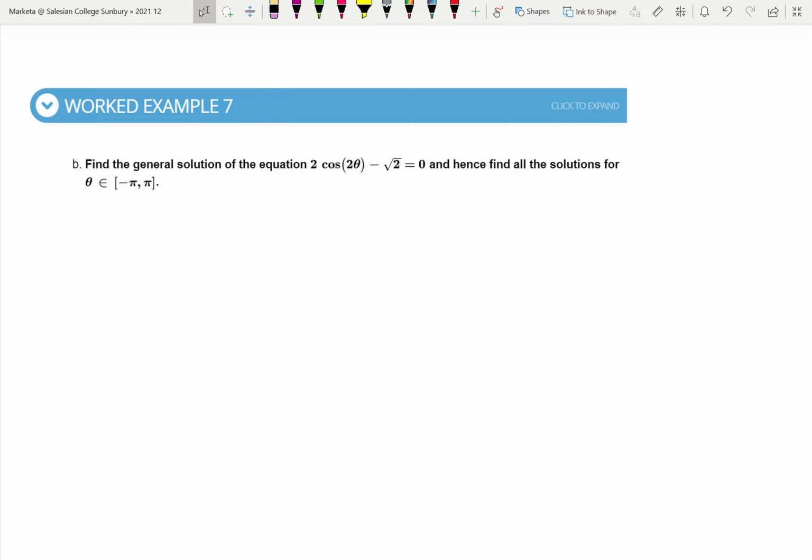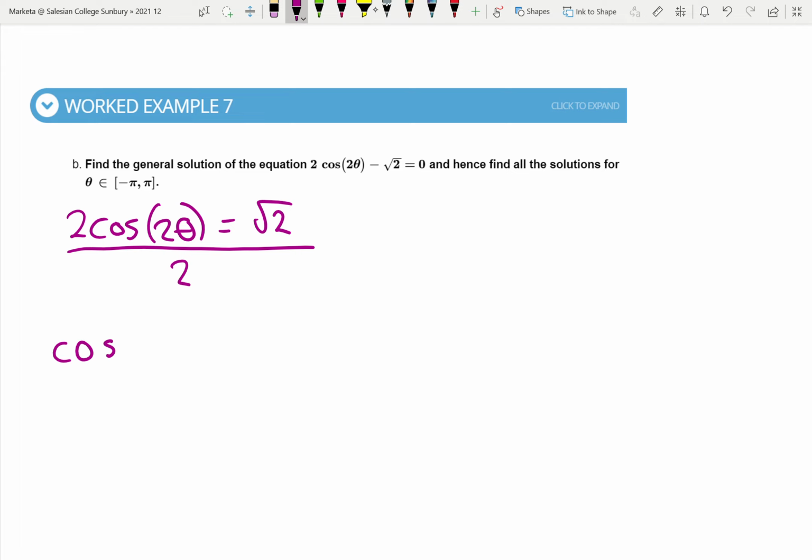Here they're asking us to find the solutions using a general solution. When we use a general solution is where we need to find quite a number of solutions. It's really quick and easy. So here I'm going to say 2 cos 2 theta equals root 2. I've just added root 2 on both sides, and now I'm going to divide by 2, giving me cos 2 theta equals root 2 on 2, which again is 1 on root 2.